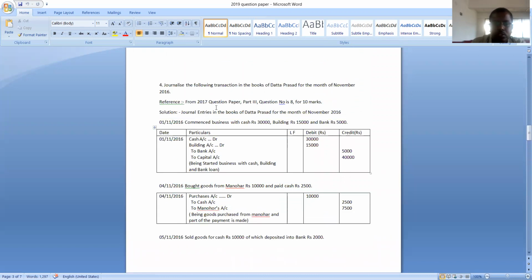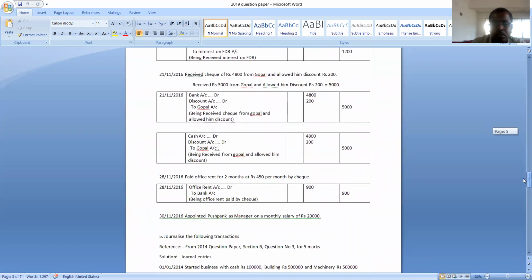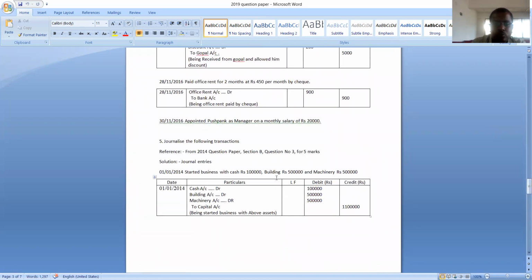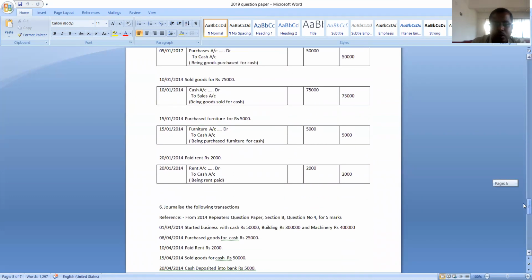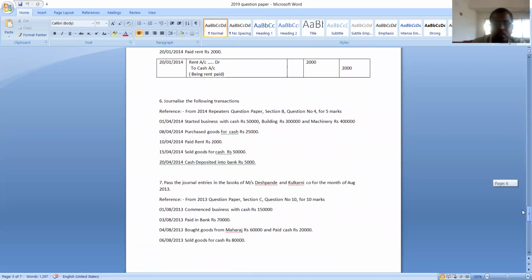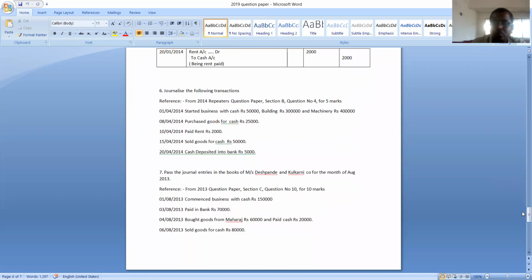This is the 2017 question paper problem, and it appeared for 10 marks. And we have solved one more problem, which is from the 2014 question paper, and it appeared for 5 marks. Today we'll solve some more problems on journal, and we are going to solve minimum 7 to 8 problems on journal.